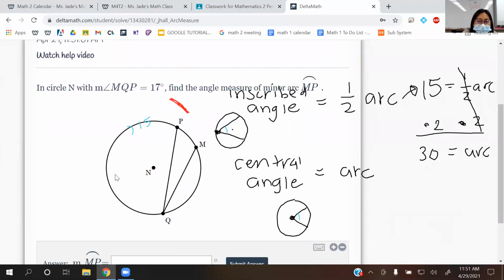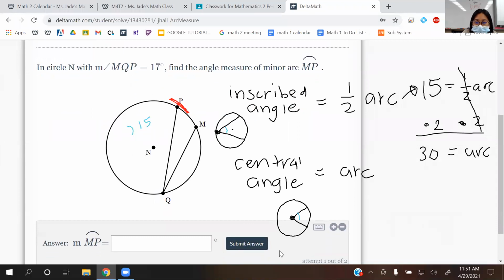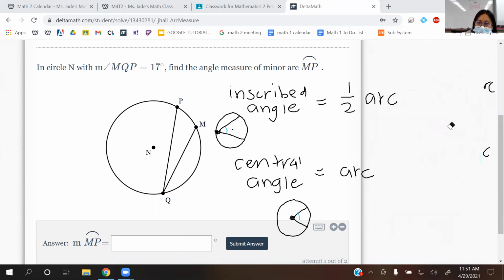Another inscribed angle, that's fine. Inscribed angle is a harder one anyways, so I think that's a good thing. Let me erase some of that stuff. Okay, so we have circle N with measure of angle MQP equals 17. This one is 17, and then we want to find the measure of the arc. Since we have an inscribed angle, we're going to use this first formula.